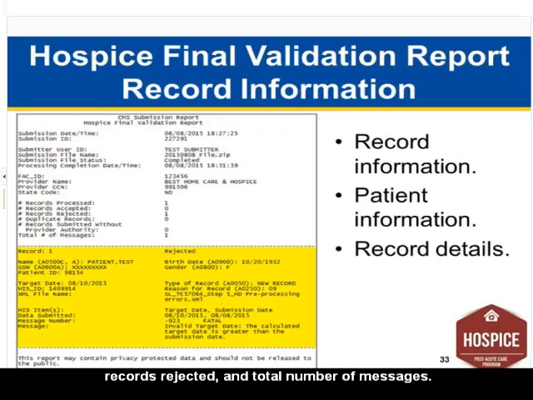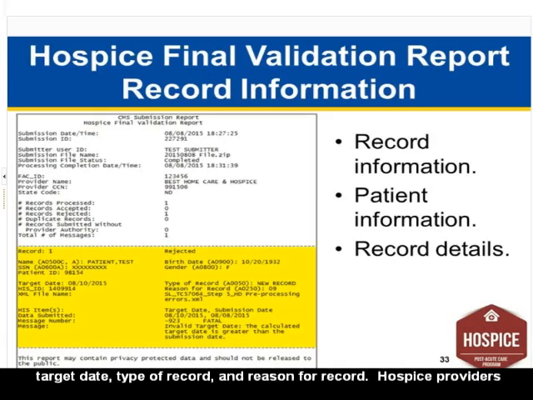The information in the body or record section of the report includes record information such as record processing number and record status, patient information such as name, birth date, social security number, gender, and patient ID, and it includes record details such as the target date, type of record, and reason for record.